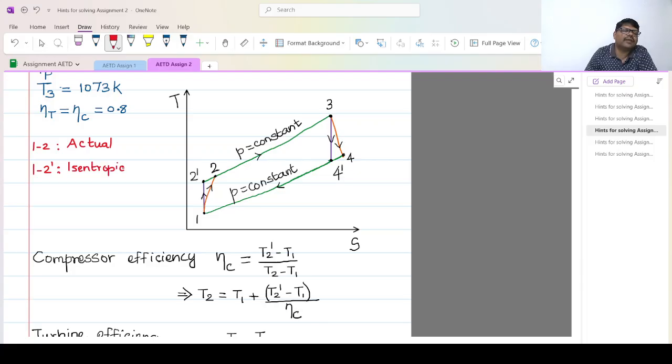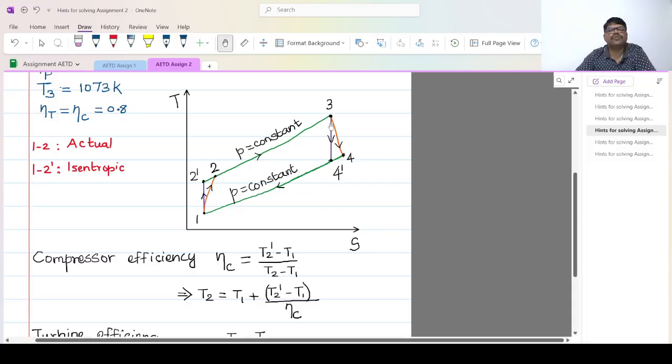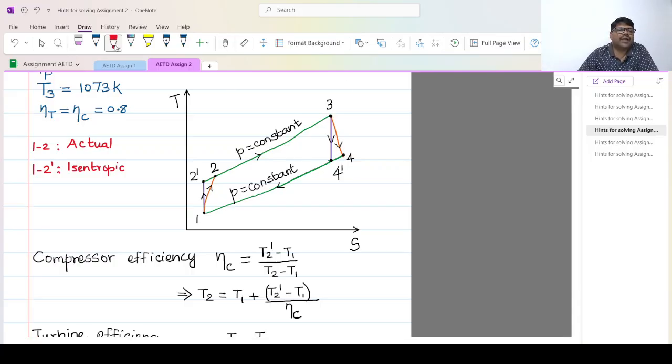Similarly, if you look at the process 3 to 4, that is the expansion process, here I have used two lines: a vertical line 3 to 4 dash, representing the isentropic expansion, and an orange color line 3 to 4 representing the actual expansion. Right. So why do we represent the compression and the expansion process in this way?